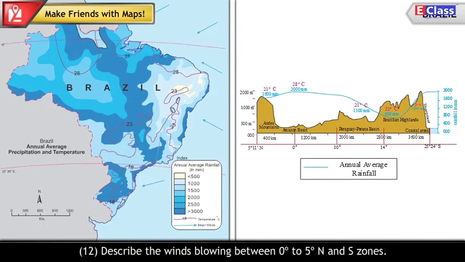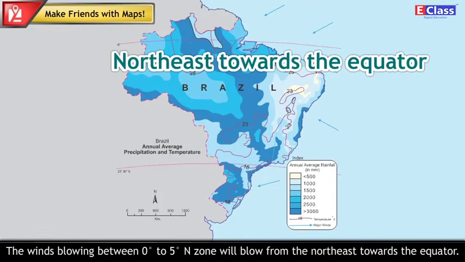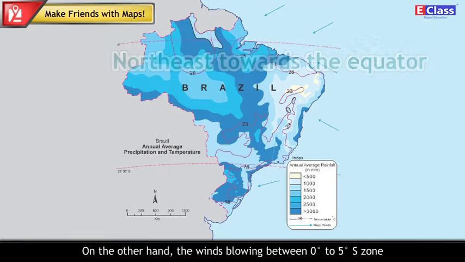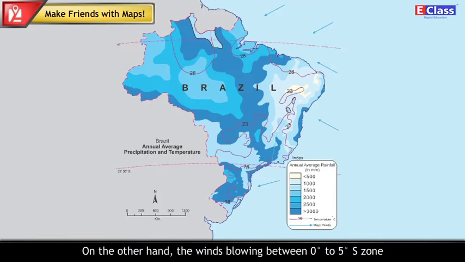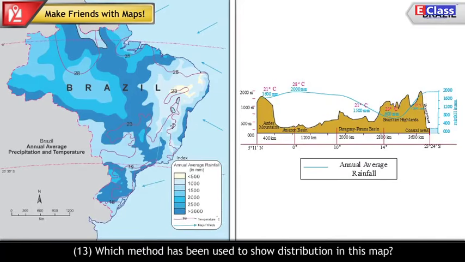Describe the winds blowing between 0 degree to 5 degree north and south zones. Answer. The winds blowing between 0 degree to 5 degree north zone will blow from the northeast towards the equator. On the other hand, the winds blowing between 0 degree to 5 degree south zone will blow from the southeast towards the equator. Which method has been used to show distribution in the map?